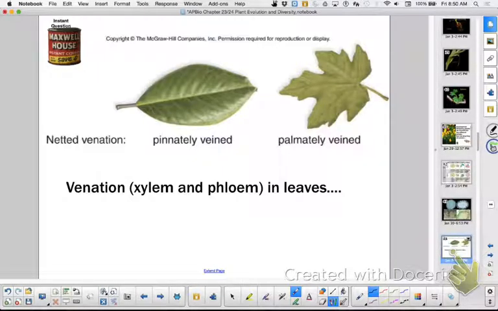Eudicots, okay? And this one has what's called pinnate venation, and this one has palmate venation. Remember, monocots are only going to have what kind of venation? Parallel. That's it.